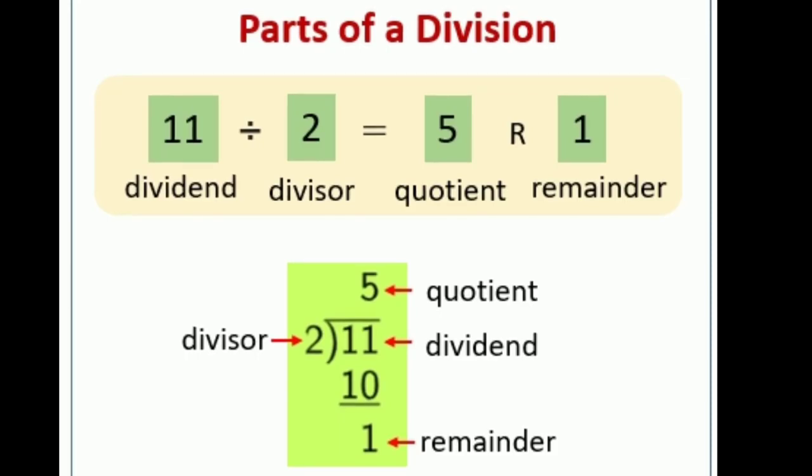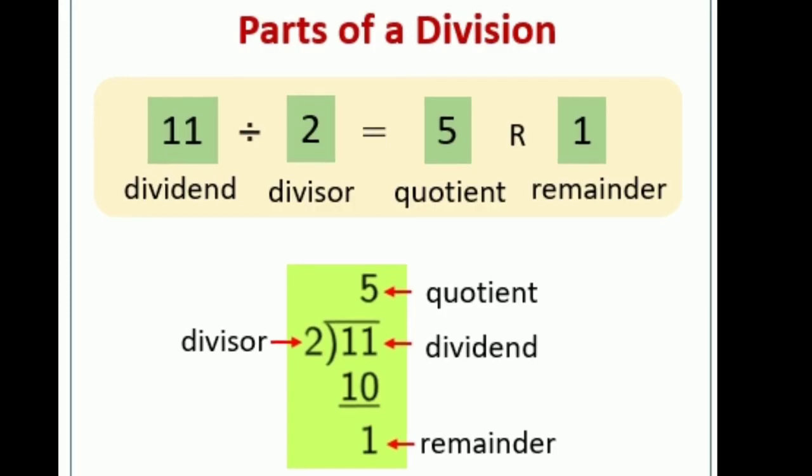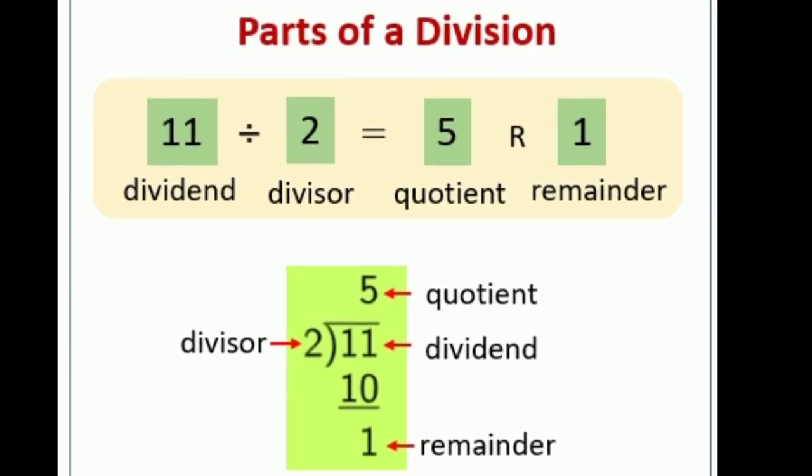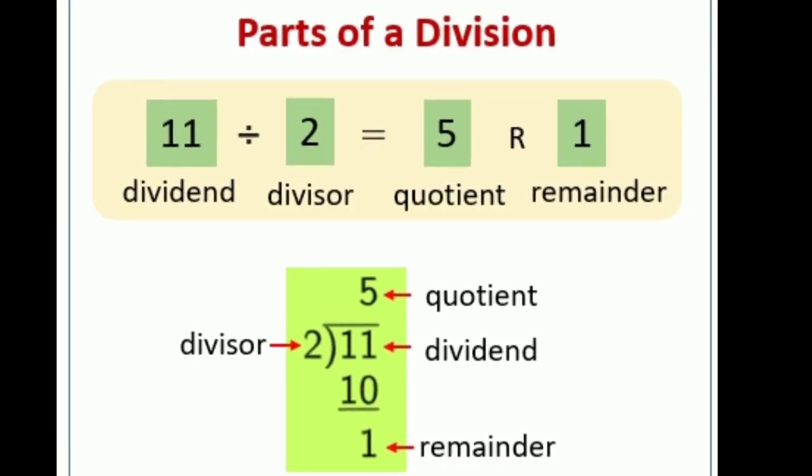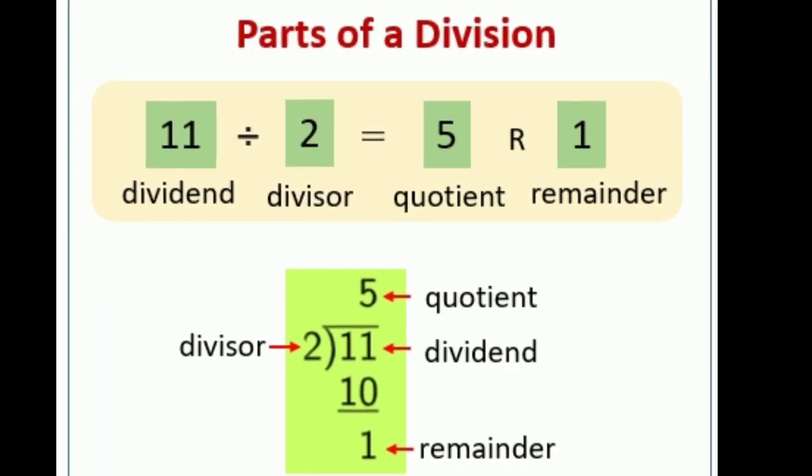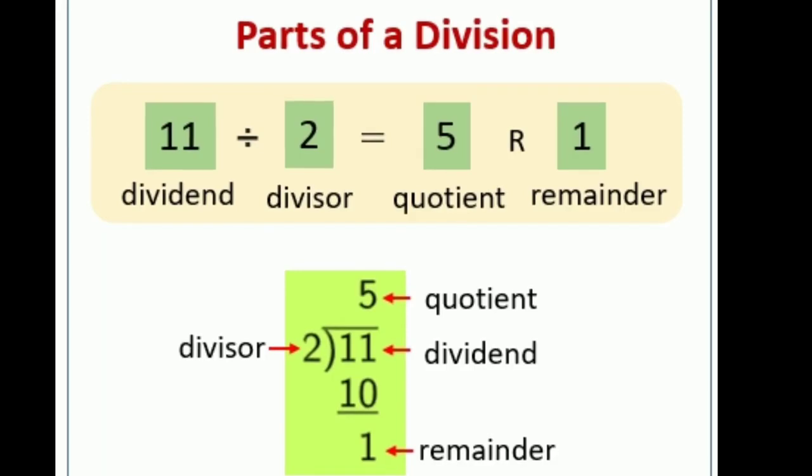The number which is to be divided is known as dividend. The number which divides the other number is known as divisor. The answer that comes out in division is known as quotient and the answer that is left over is known as remainder. So these are the 4 parts of a division equation.